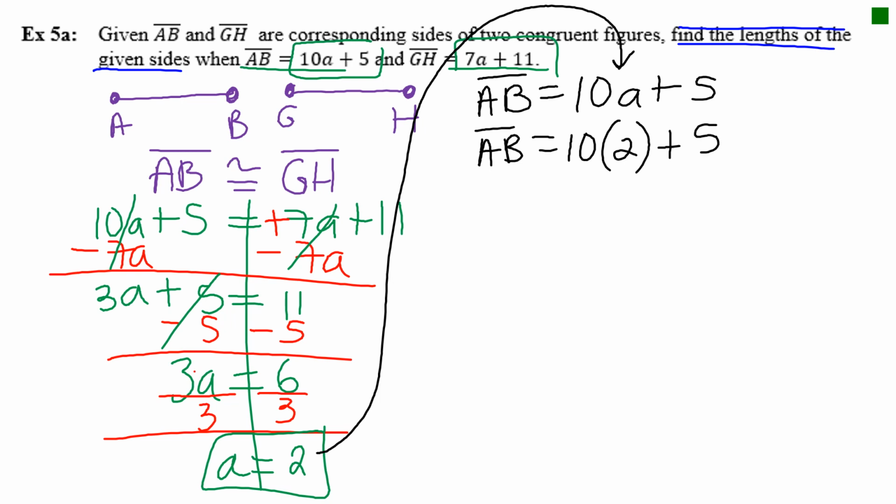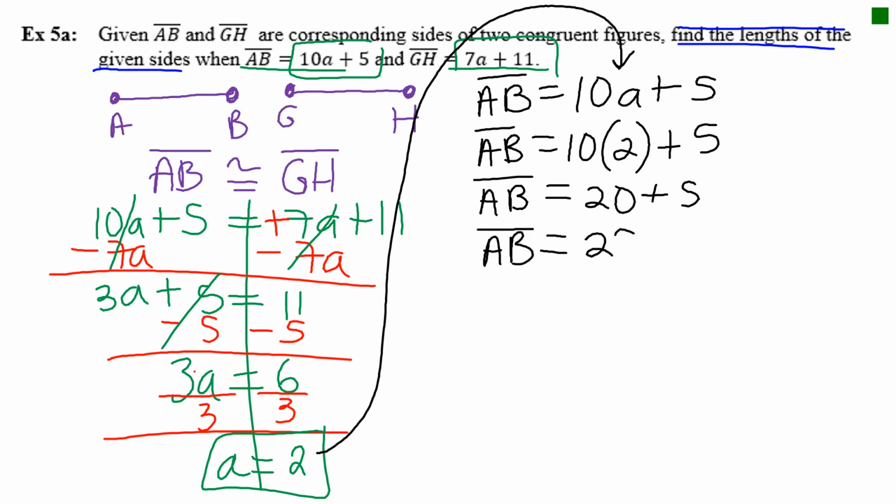Now we're no longer solving this side. We're simplifying the expression. So we're going to use order of operations. Please excuse my dear Aunt Sally. So we're going to do the multiplication first. 10 times 2 is going to give me 20. And then add that to 5. The final length for AB is going to be 25. Okay, so this right here represents half my answer.